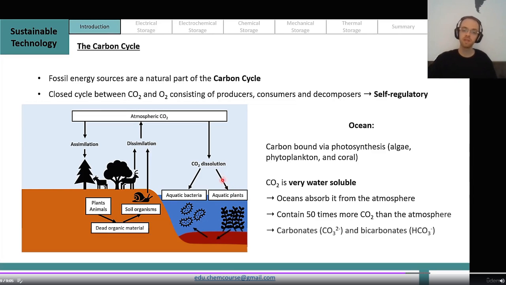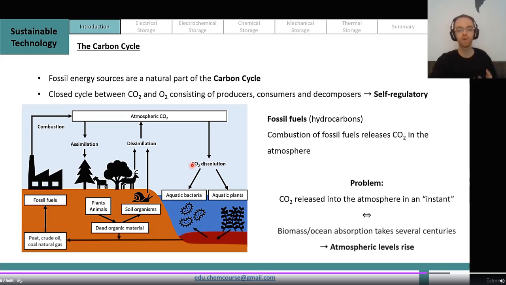And now you will see that the cycle extends here. So we will dissolve our CO2 in the ocean. It will be utilized, for example, by aquatic bacteria or by aquatic plants. And we are extending our cycle basically for this ecosystem of the ocean.